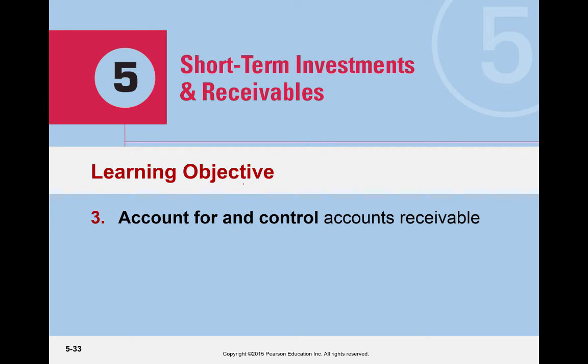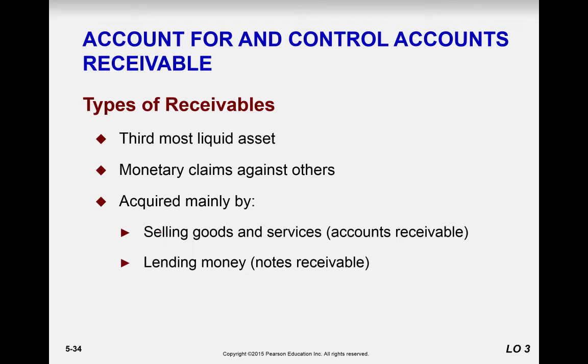Now we move on to accounting for and controlling accounts receivable. Learning objective 3 is on your test, so please make sure you pay attention here. Okay, this will be tested. So there are types of receivables. We have the third most liquid asset. Usually we have cash as our first asset. Then we have investments, the short term, the liquid ones, right? Our trading securities. Then we have accounts receivable. Most companies do not have investments, so you'll see cash and accounts receivable as 1 and 2.